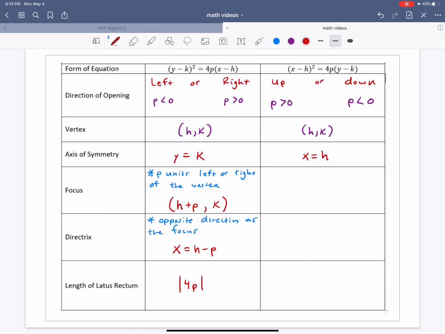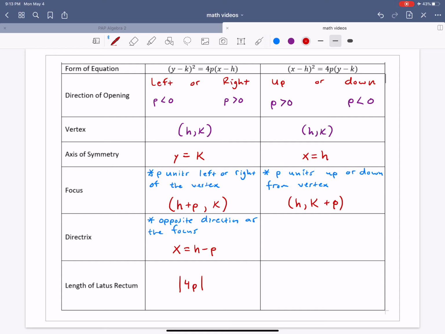Remember, here we can do that same note that we wrote down, that the focus is p units up or down from the vertex instead of to the left or the right. For these types of parabolas, it's p units up or down from the vertex. You either go up or down from the vertex. So we can follow that same pattern here, but when I go up or down, I'm changing the y value. So my focus here will be h, comma, k plus p.